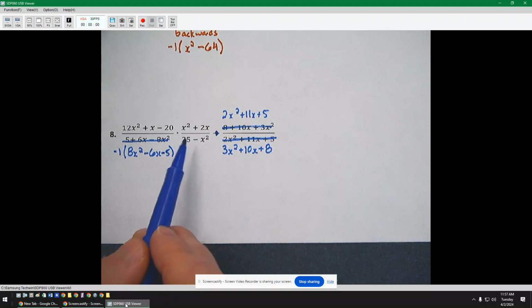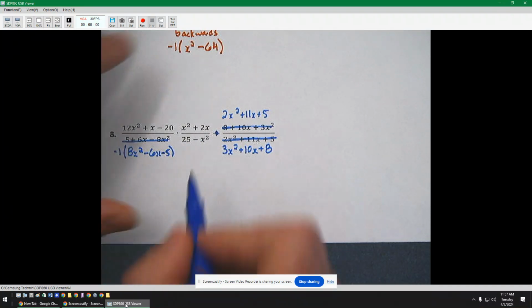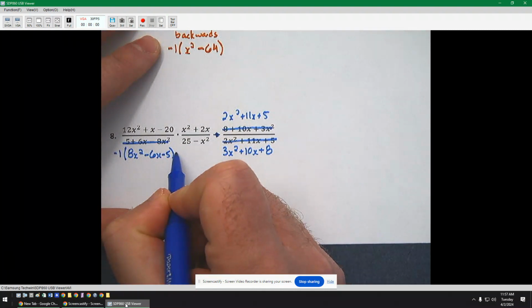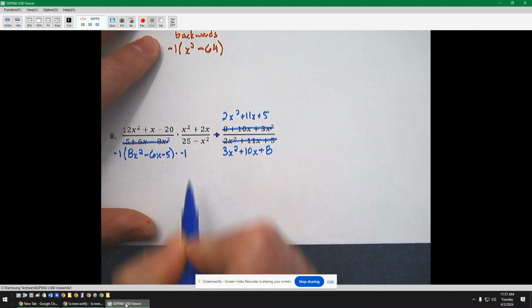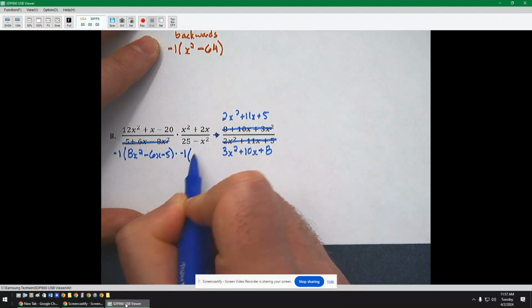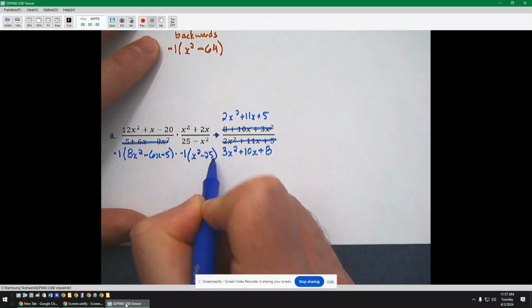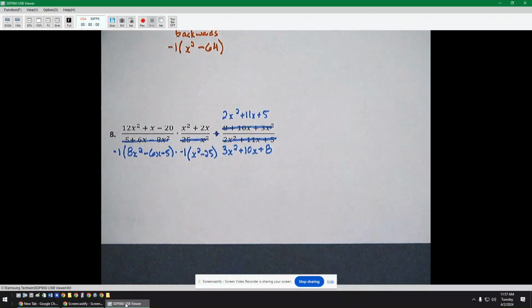Again, this is backwards. It's 25 minus x squared. It's supposed to be x squared minus 25. So I'm going to take out a negative. Now remember, this is still separated by multiply, so don't get those two things confused. If I take out a negative, the negative x squared becomes the positive x squared, and the positive 25 becomes the negative 25. And I like to cross things out.